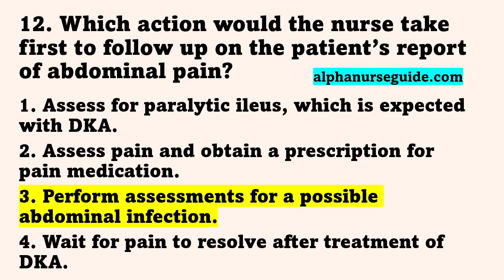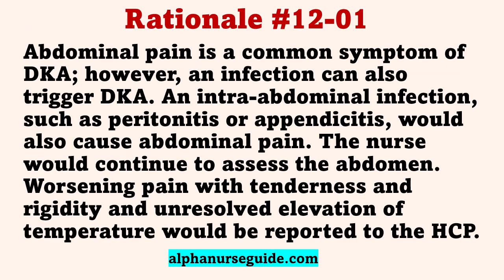The correct answer is 3. Perform assessments for a possible abdominal infection. Rationale. Abdominal pain is a common symptom of diabetic ketoacidosis. However, an infection can also trigger diabetic ketoacidosis. An intra-abdominal infection, such as peritonitis or appendicitis, would also cause abdominal pain. The nurse would continue to assess the abdomen. Worsening pain with tenderness and rigidity and unresolved elevation of temperature would be reported to the HCP.